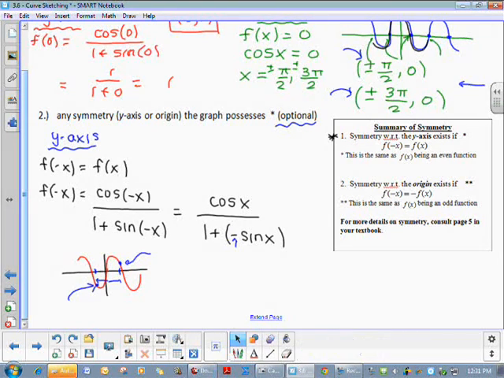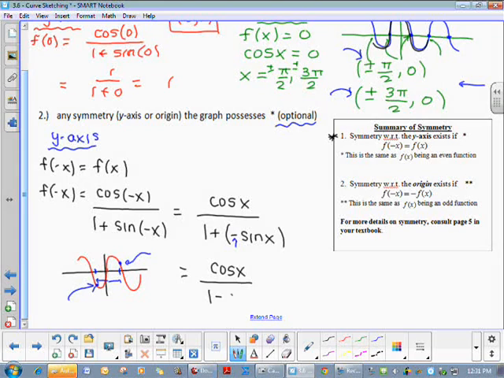And I completely understand that this function can be rewritten as cosine of x over 1 minus sine of x. And what we discover there is that this does not show the y-axis symmetry whatsoever. In other words, we don't have the same exact function that we started with, which was cosine of x on top and 1 plus sine of x on bottom.